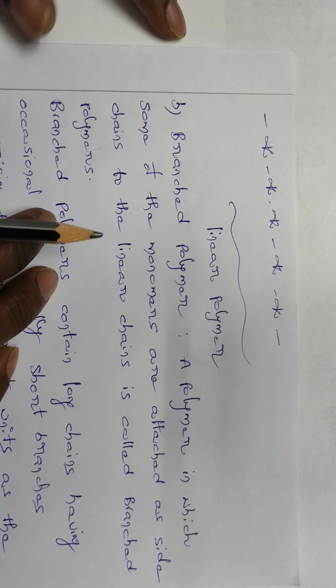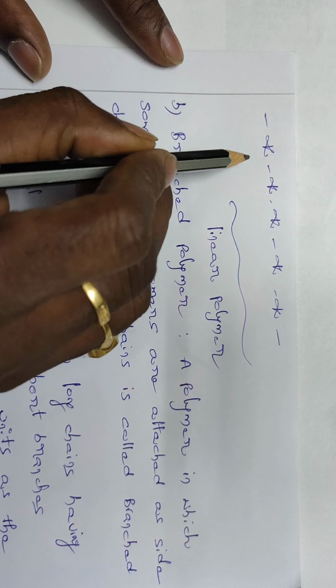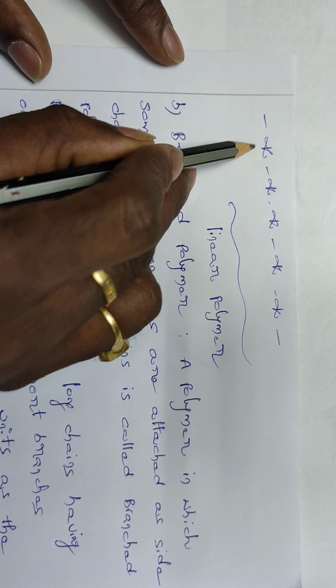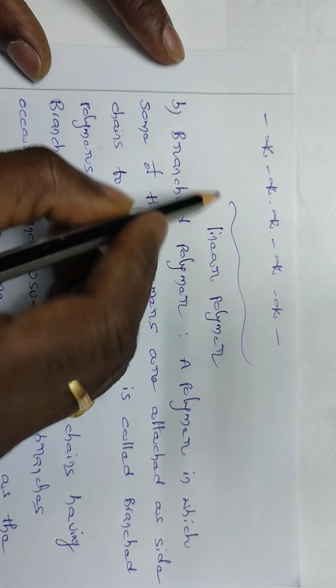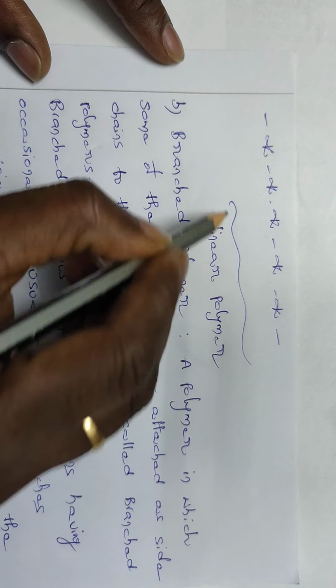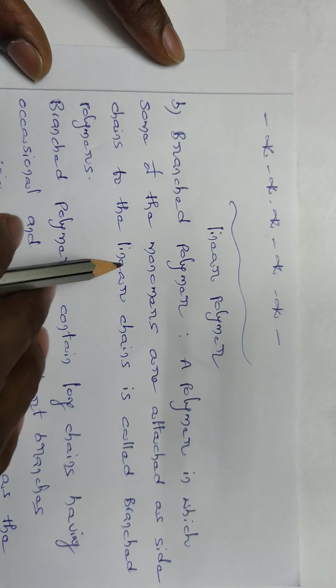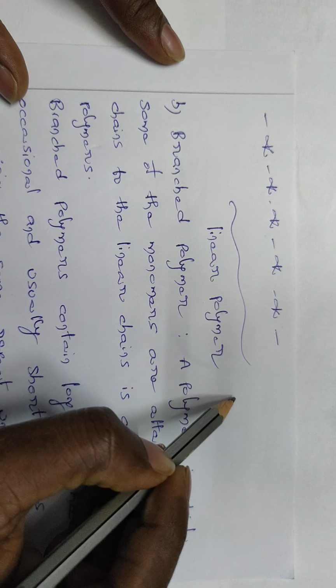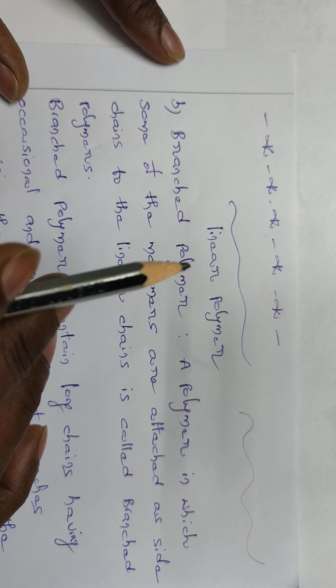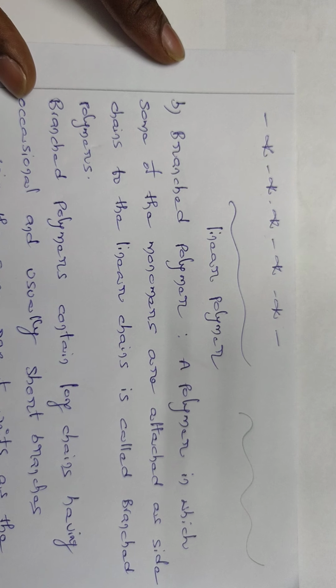When you observe the chain structure, the linear polymers appear like this. For example, if K is a monomer, K, then the linear polymers appear like this. When we view with an atomic force microscope, the linear polymers appear like this. These are like a straight chain polymer, right?